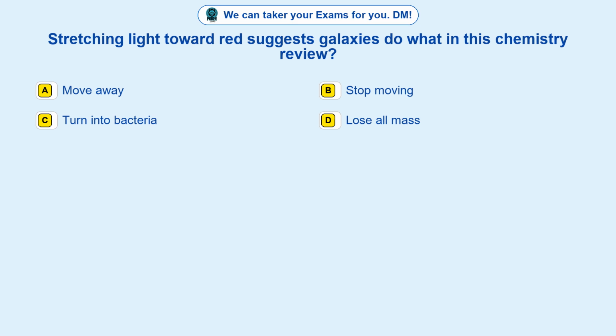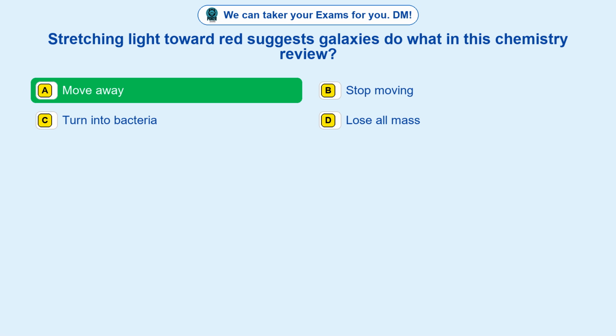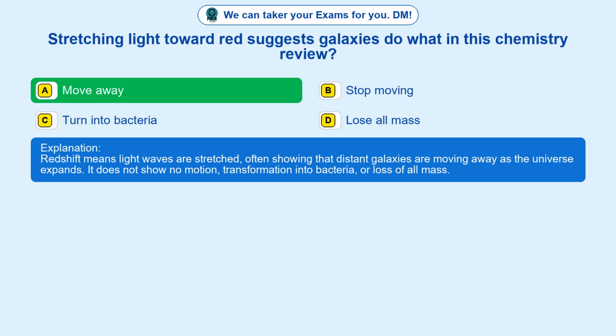Question 94. Stretching light toward red suggests galaxies do what in this chemistry review? Option A, move away. Option B, stop moving. Option C, turn into bacteria. Option D, lose all mass. The correct answer is option A. Move away. Redshift means light waves are stretched, often showing that distant galaxies are moving away as the universe expands. It does not show no motion, transformation into bacteria, or loss of all mass.